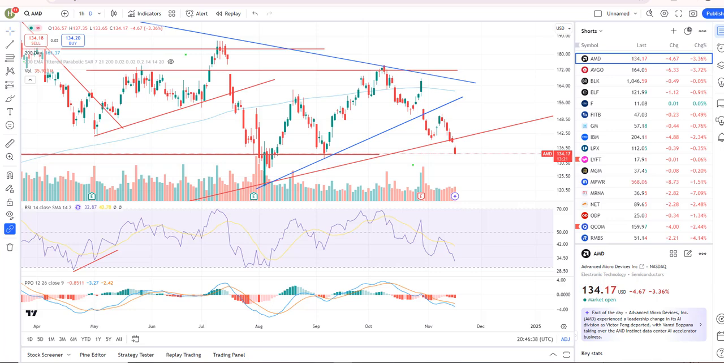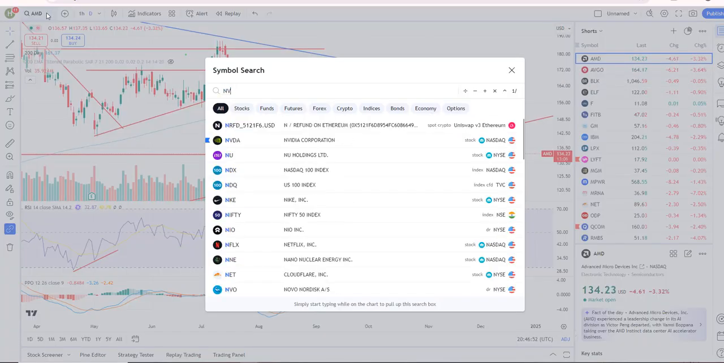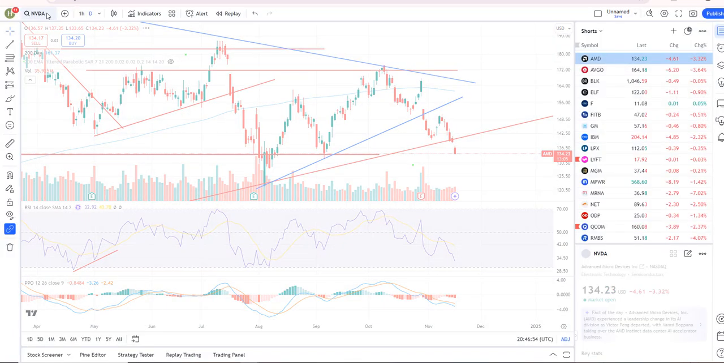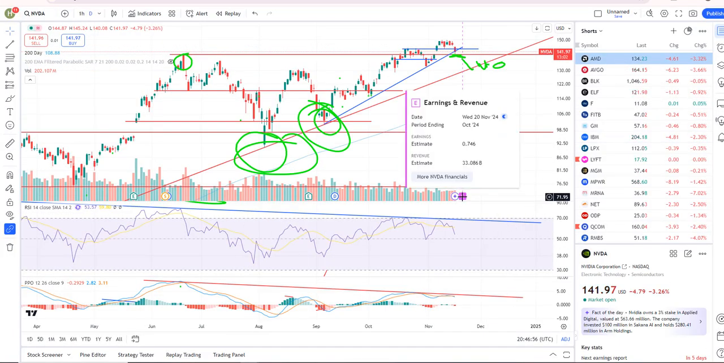NVIDIA earnings next week, so that's basically either going to make or break the market because of the weighting that it has. So probably going to just chop around up until those NVIDIA earnings. I think they come out on Wednesday. I have to double check. Let me pull that up real quick. NVIDIA earnings on Wednesday after the bell. So the market's likely going to chop around until then.